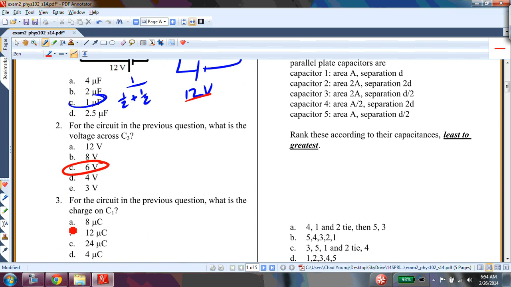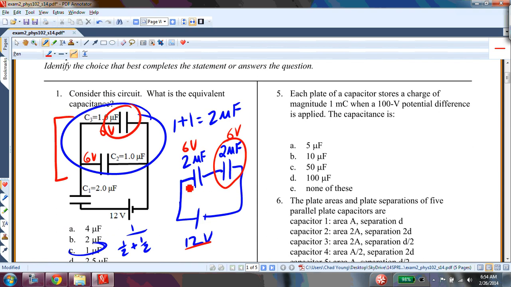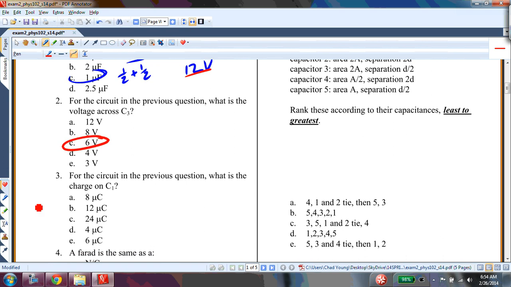And then number 3, what is the charge on C1? Well, C1 is this capacitor right here, which has 6 volts on it. And then my charge is going to be C times V. That's 2 microfarads times 6 volts. That's going to be 12 microcoulombs. So B is number 3.